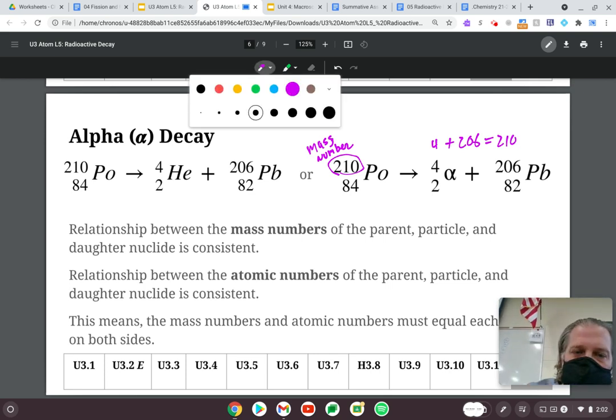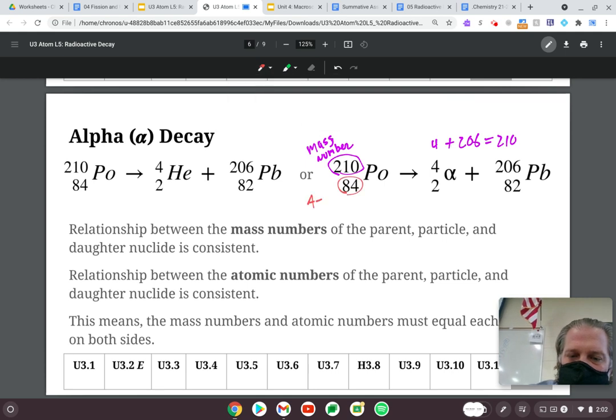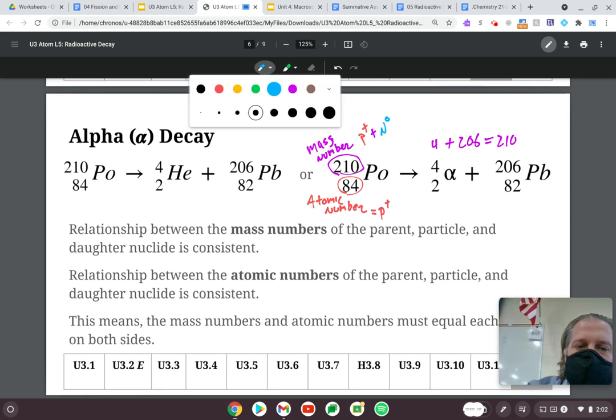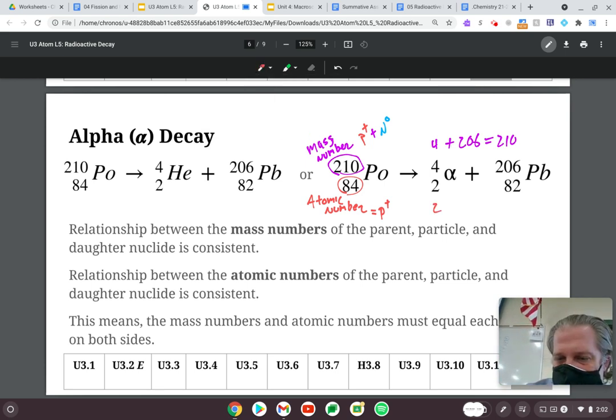And then 84, which is my atomic number, which is, as you may recall, protons, and the mass number is protons and neutrons. So if I have 84 for my atomic number for polonium on the left side, that means that 2 plus 82 has to equal 84 on my right side. Questions about that?